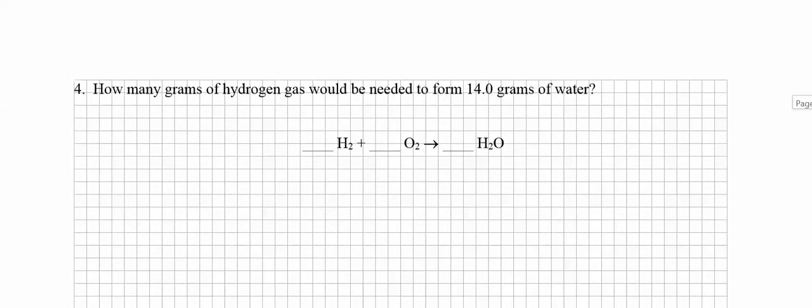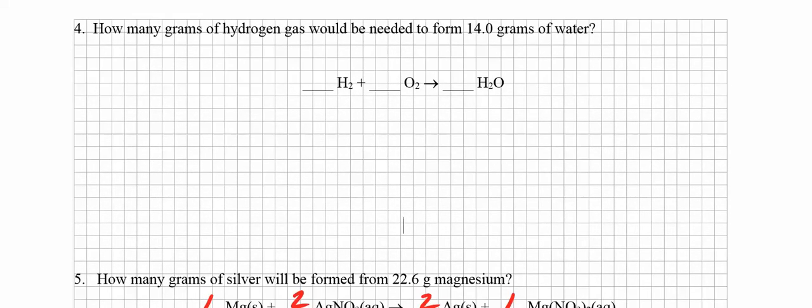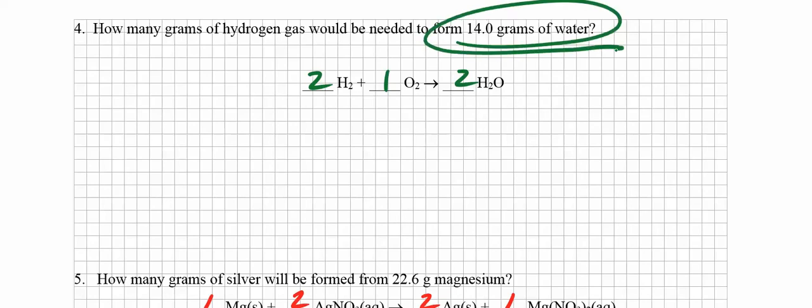Number 4 says, how many grams of hydrogen gas would be needed to form 14 grams of water? So balancing this reaction again is 2, 1, 2, just like that. That balances the reaction for me. And now what I'm going to do is start my routine. I'm going to look for the number, circle it, 14 grams of water. Look for what I'm looking for, grams of hydrogen gas. So I'm going to underline that.